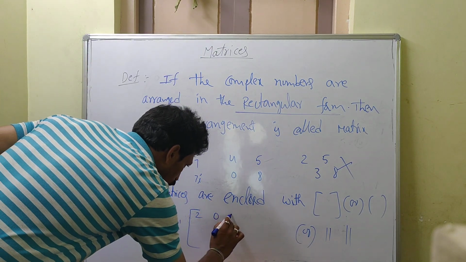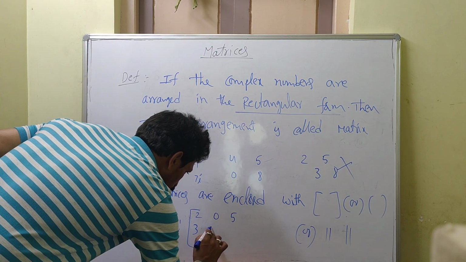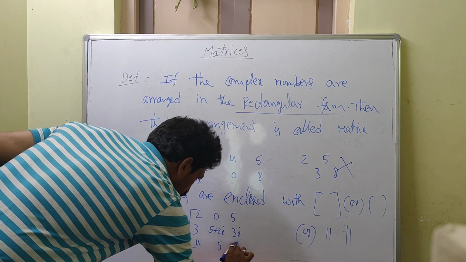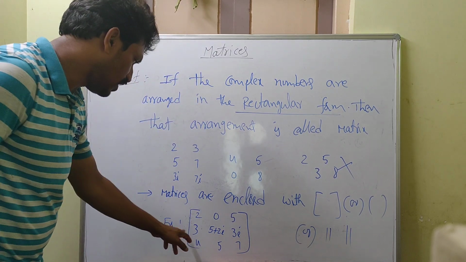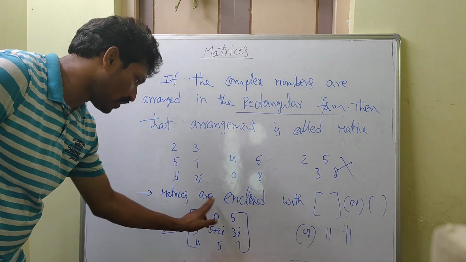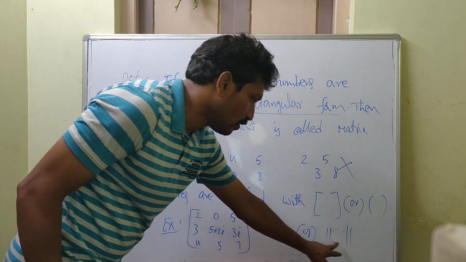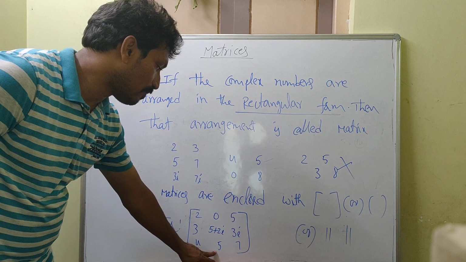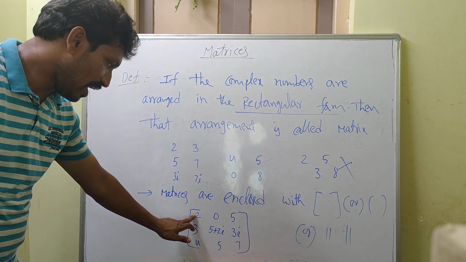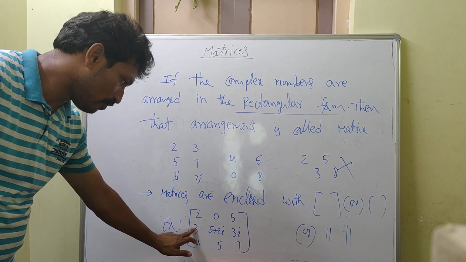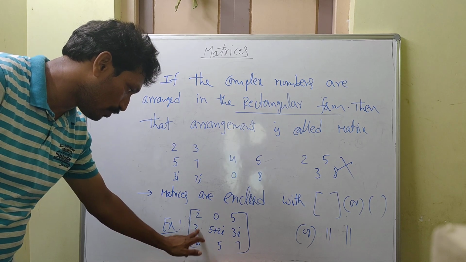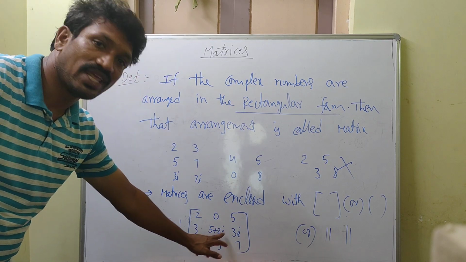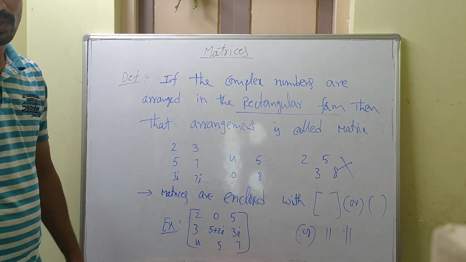So 2 0 5 3 5 plus 2i 3i 4 5 7, like this you can write. This matrix is enclosed with a closed bracket. You can write it with an open bracket or you can fill it with double lines. No problem. So this is called the matrix, and you observe, this element, below this 3 should also be uniform, 4 should be uniform, 0 5 plus 2 5, 5 3 i 7, and we should not write any commas between the numbers.